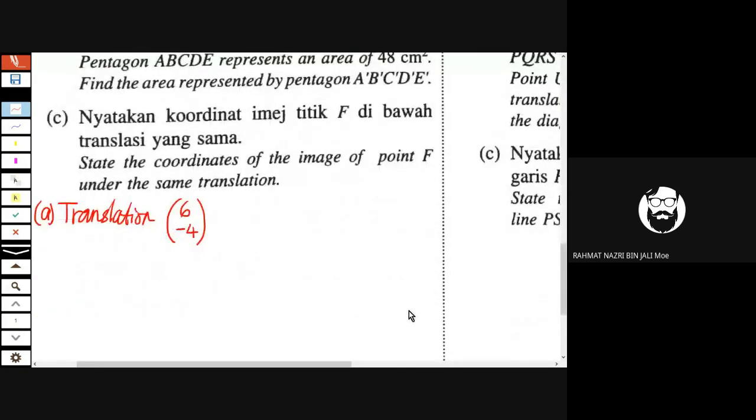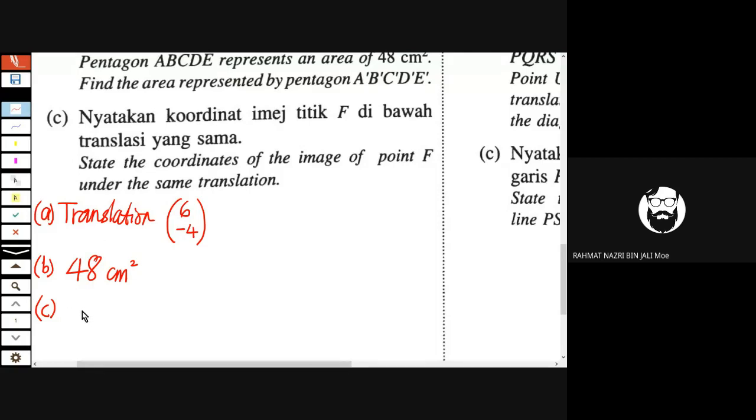So, kita dah dapat jawapan untuk soalan B. Jawapan untuk B ialah 48 cm square. Ini yang sama saiz. Boleh? Kemudian soalan C, state the coordinates of the image of point F under the same translation.